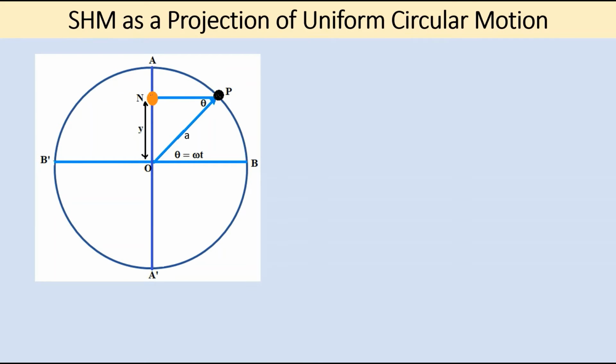We can represent a simple harmonic motion as a projection of uniform circular motion. As you know, the simple harmonic motion is the simplest form of vibratory or oscillatory motion. So let us consider a particle P moving along the circumference of the circle having the radius A and center O. When the particle reaches the point P, the foot of the perpendicular drawn from point P to the diameter AA dash is at point N.